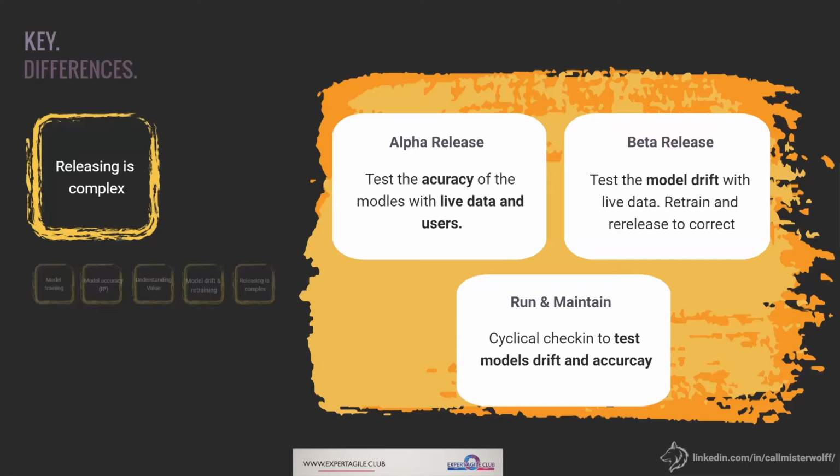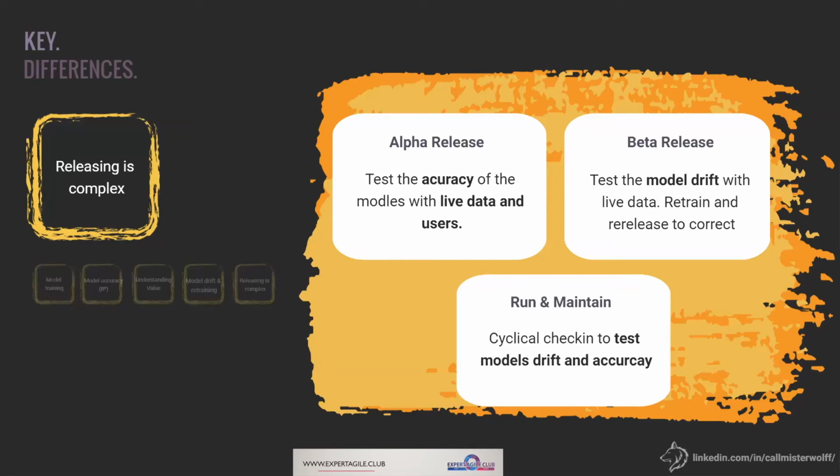We have the alpha release. This is where we release the data into the live world and we test it for accuracy using live data with real users in the live environment. This is going back to the example I talked about where we move from the office environment to a live environment and suddenly we find the cameras are in a different place.